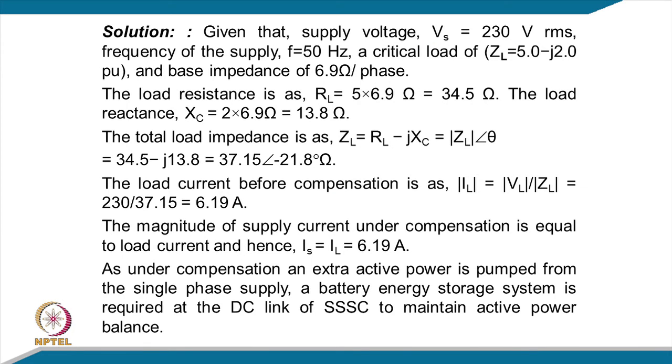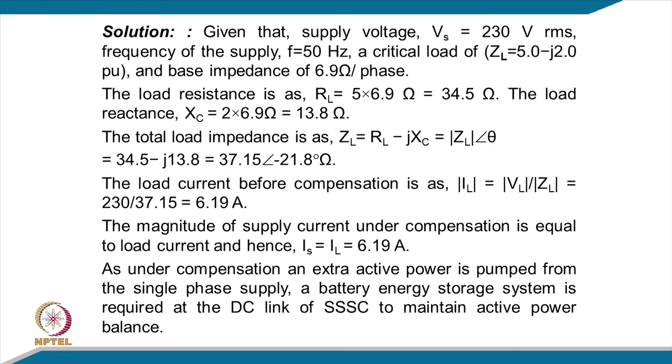Coming to the numerical solution: given a supply voltage of 230 volt and supply frequency of 50 hertz, a critical load of 5.0 minus j2.0 per unit with a base impedance of 6.9 ohm. The load resistance will be the per unit value multiplied by the base impedance, which comes to 34.5 ohm, and the load reactance is X equal to 2 into 6.9, that is 13.8. The total load impedance is RL minus jXC, and if you put in the values it comes to 37.15 at an angle of 21.8, and the load current before compensation will be V divided by this impedance, which is 6.19 ampere.